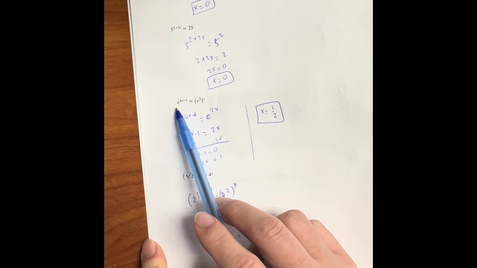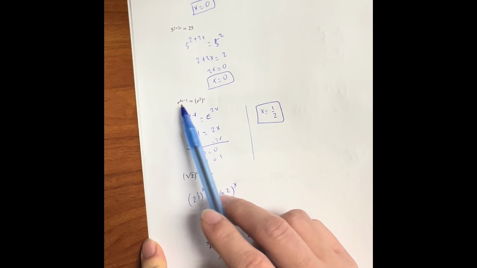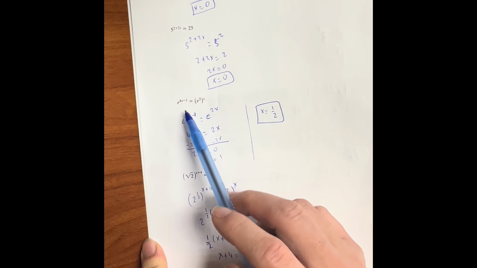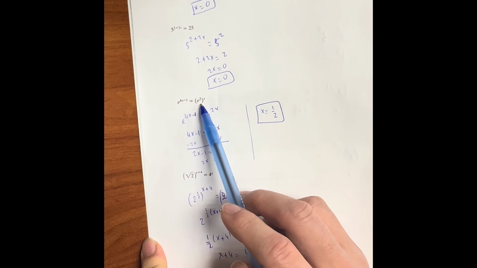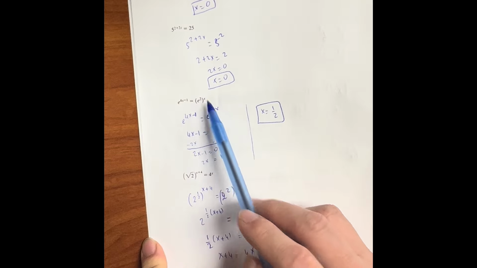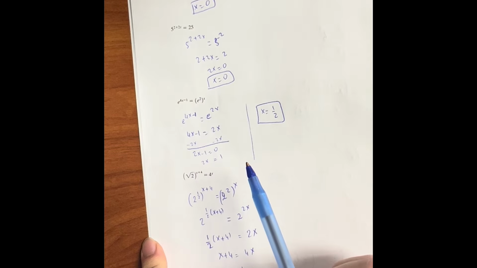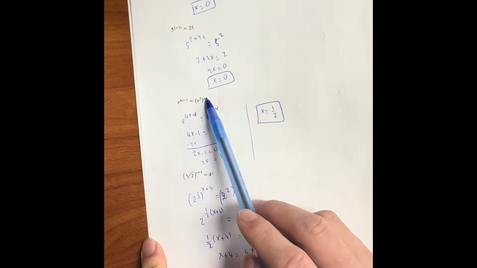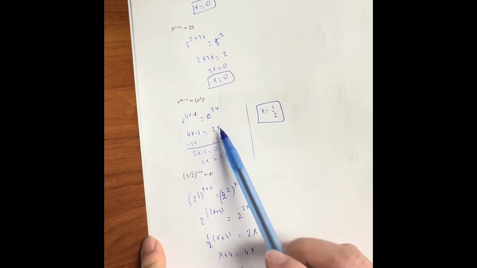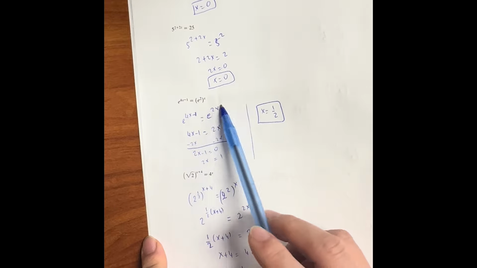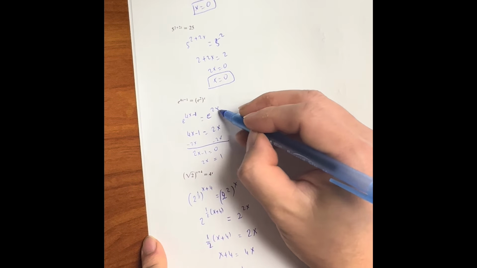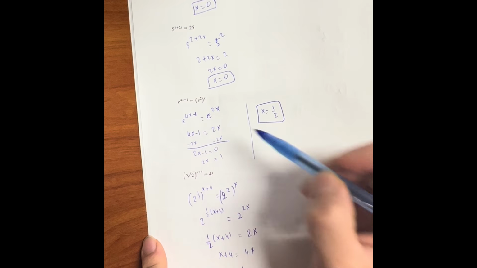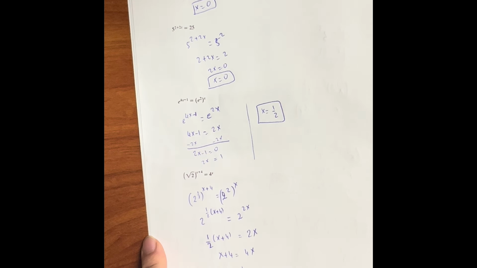So e is a special number that we will look at in a little bit. But the idea is to have the same base. So this is e, so we should make this a power of e as well. E to the power of 2 raised to the x is the same as e to the power of 2x. So now with e and e, we can equate the exponents. So x minus 1 is 2x. And then we solve for x.